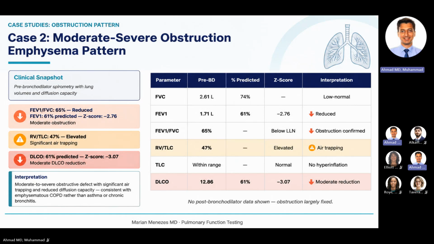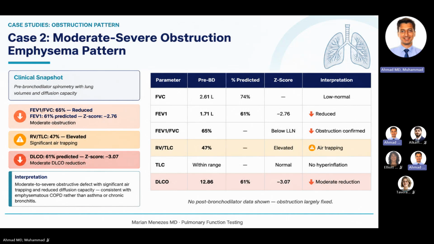So in this example, you have moderate obstruction because the FEV1 FVC ratio is low. The FEV1 shows moderate reduction. There is no hyperinflation where the total lung capacity is increased. The diffusion capacity is low. So in this example, an individual with obstruction and a low diffusion capacity is a classical example of an emphysematous individual with COPD.